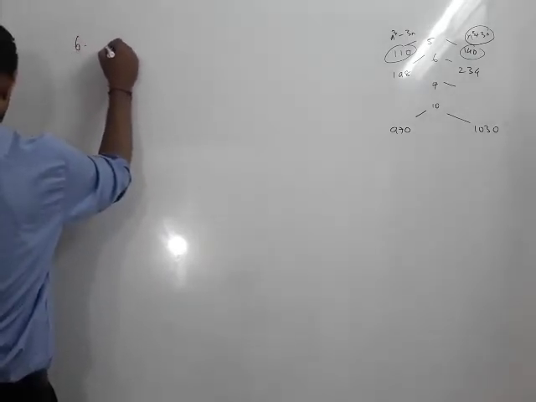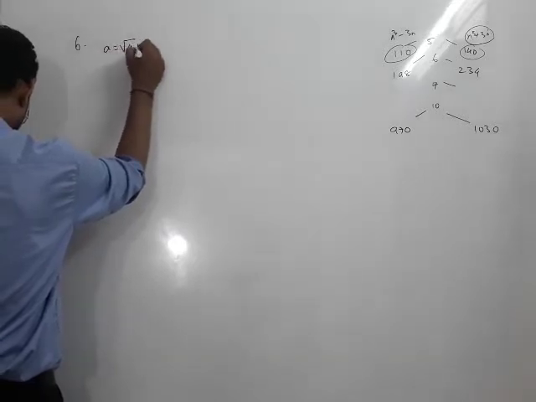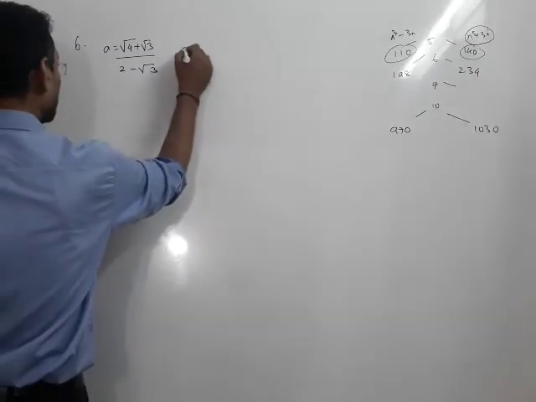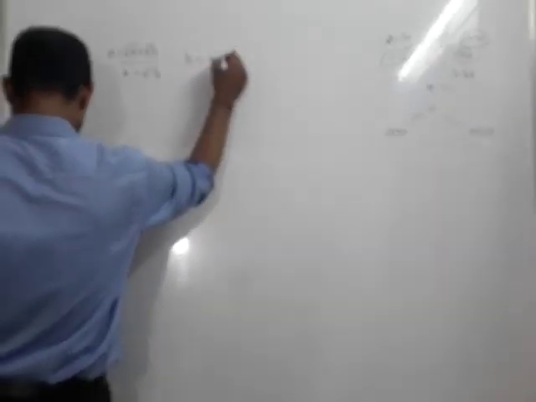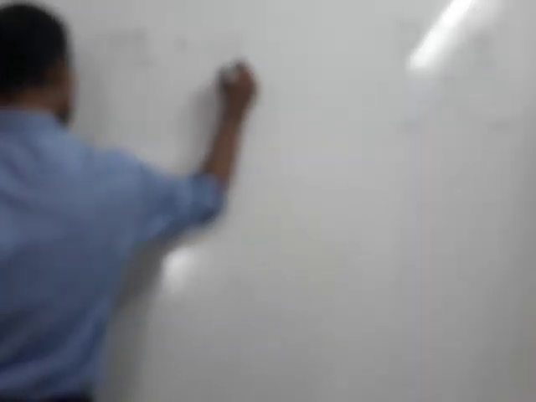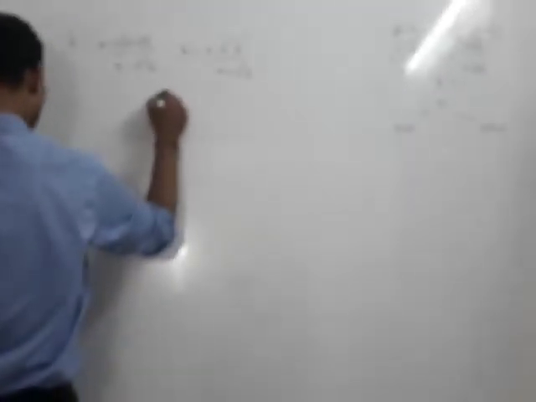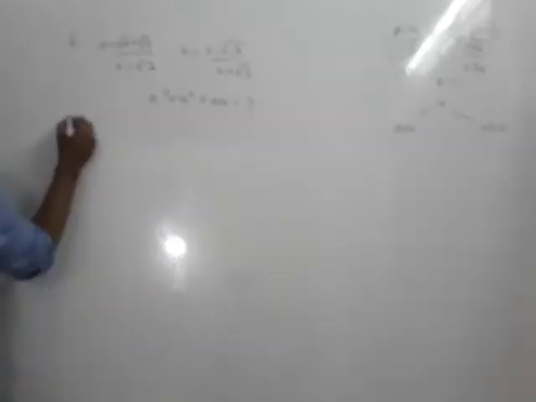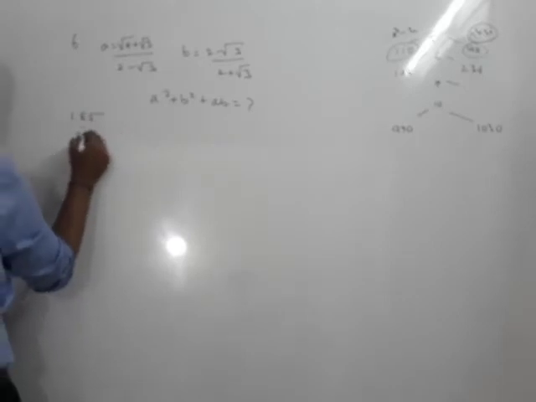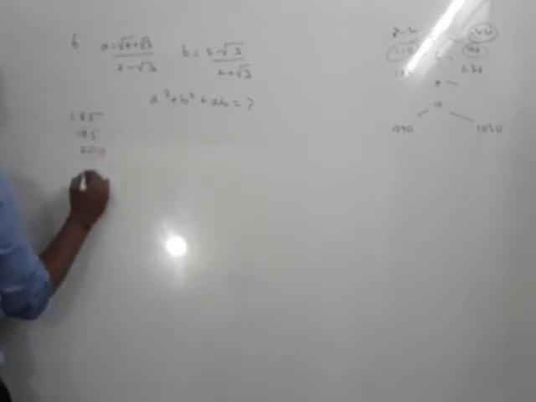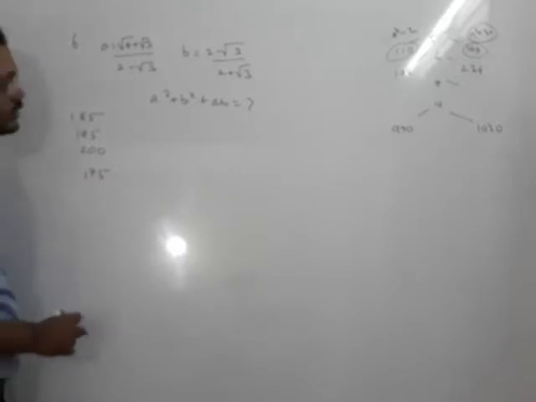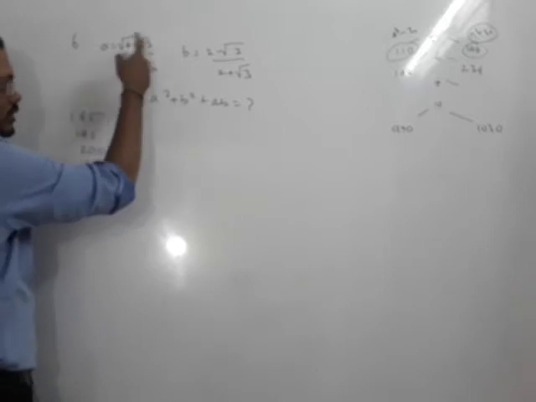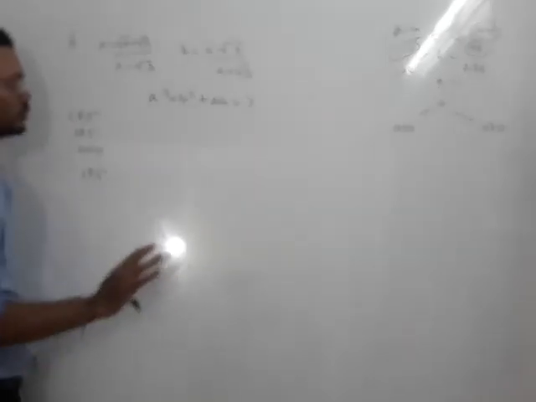Question number 6. A is root 4 plus root 3 upon 2 minus root 3. B is 2 minus root 3 upon 2 plus root 3. They have asked for A square plus B square plus AB. Options are 185, 195, 200, 175. Alright, same question, same thing. This is now root 4, not 2, but it is one and the same thing. It's just to confuse the students.